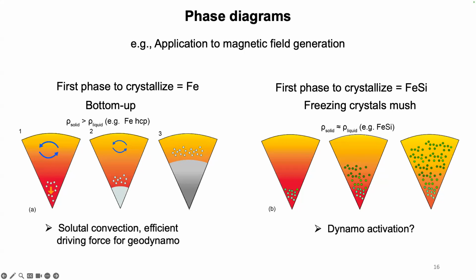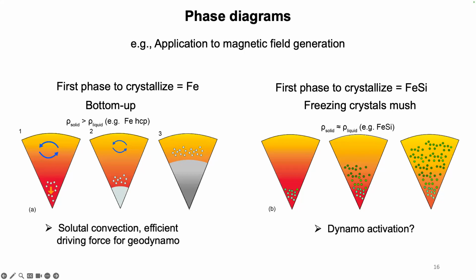And as we keep on making crystals, we have this situation that is defined as a sort of crystal mush. We have a lot of crystals with some interconnected liquid in the middle. And whether or not we can activate a geodynamo in this condition is unknown. So we still don't know if these can result in a magnetic field or not. But I hope everyone in this room is understanding the relevancy of having this kind of information that we can only get with experiments.